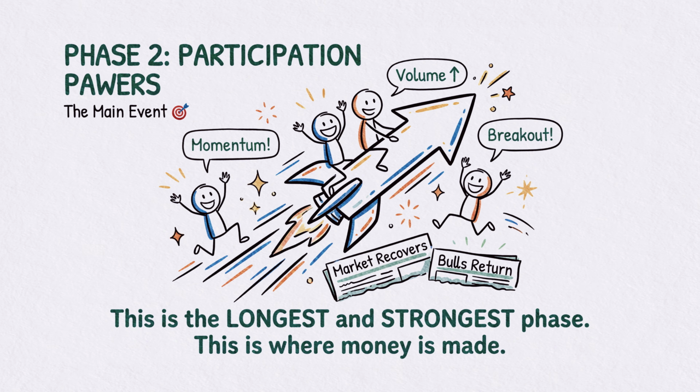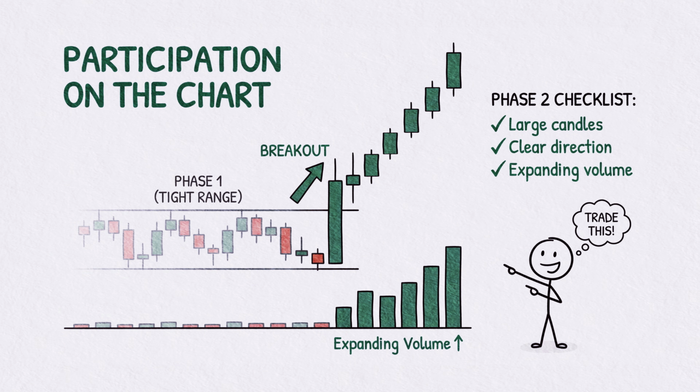Phase 2, public participation. This is the main event. Supply dries up because institutions have absorbed it all. Price breaks out of the range. Momentum kicks in. News starts turning positive. Trend followers recognize the move and pile in. On the chart, this is what you want to see. Large candles, clear directional movement, expanding volume. This is the longest and strongest phase. This is where money is made.